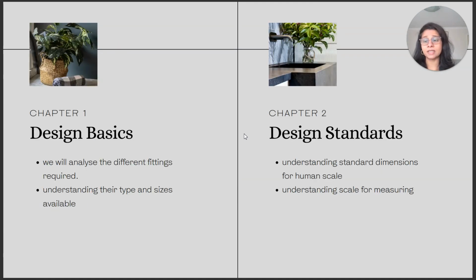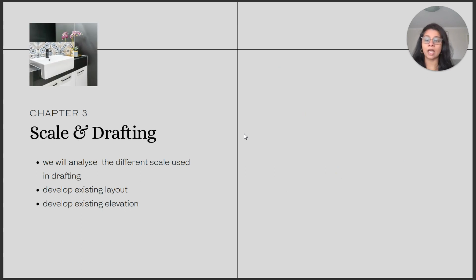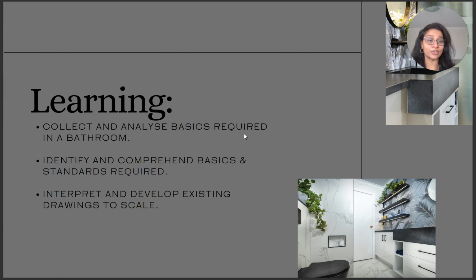Again, when we talk about the design basics, we will analyze the different fittings required. We'll understand the different types, sizes, and options available. In the design standards, we'll understand the standards. It's all in reference to a human scale. So we have a standard and then a standard for measuring. And of course, we'll understand the different scales and we will learn how to draft your existing layout and maybe even draft an elevation.